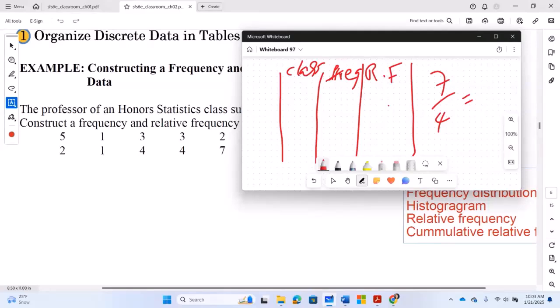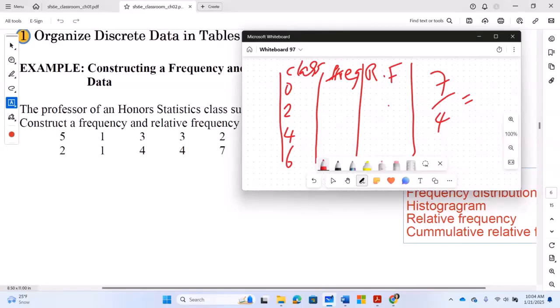How do I know that? Range divided by the number of classes. So I'm going to start from 0, the smallest number. 0 plus 2 is 2. 2 plus 2 is 4. 4 plus 2 is 6. So I want to have 4 classes, and that's all that I have. I created the lower limits.